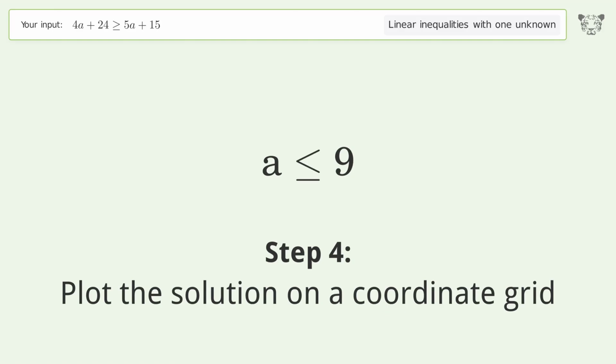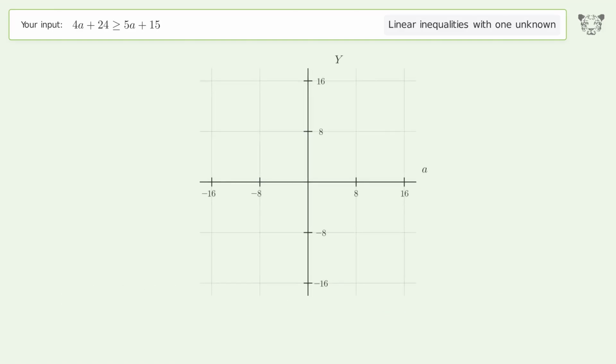Plot the solution on a coordinate grid. And so the final result is a equal or smaller than 9.